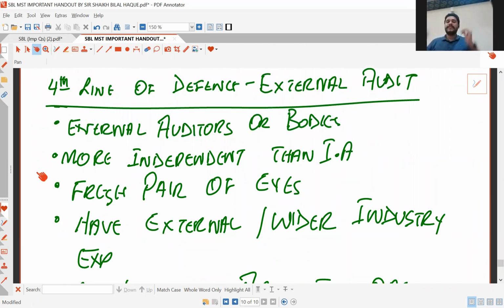Last, the fourth line of defense is for the external auditor. The external auditors are more independent than the internal auditor, a fresh pair of eyes, so that will provide you a good risk-oriented strategy.